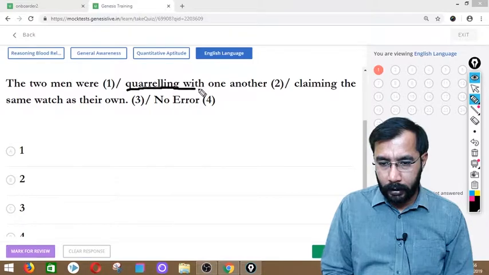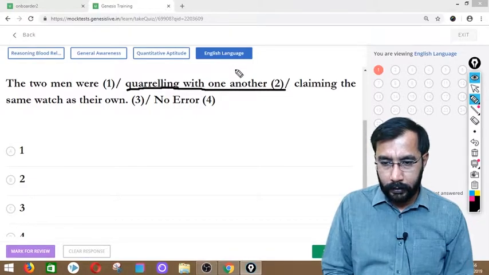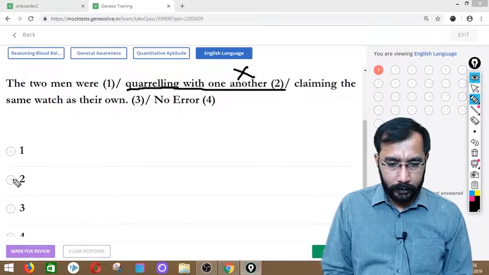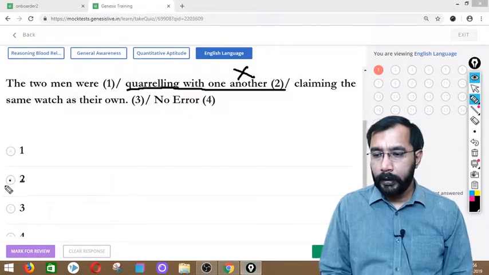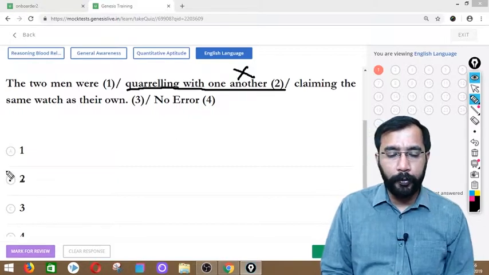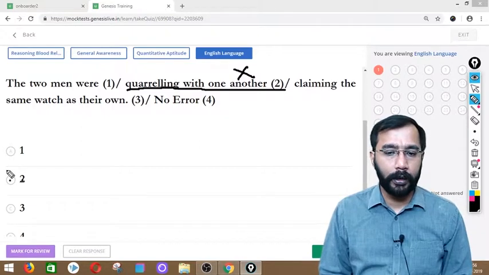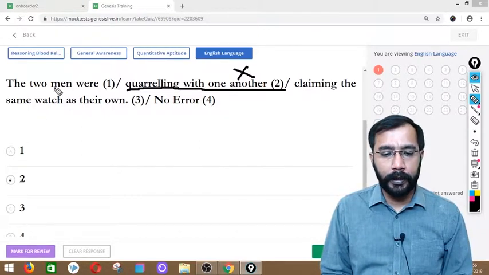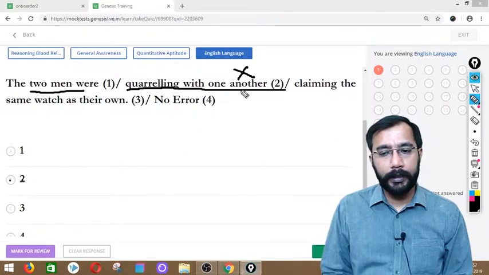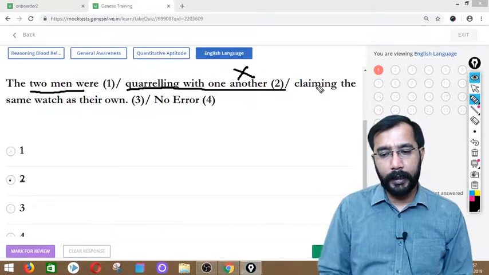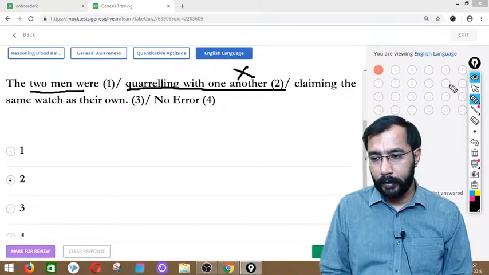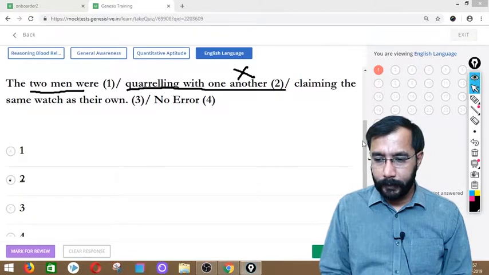Quarreling with one another is the wrong part, because when two people are quarreling against each other, it has to be each other. For more than two, we would use one another. Since they have specifically mentioned two men, the answer will be each other and not one another. So the second one will be wrong, or option 2 is the right answer. Now let's move to the next question.